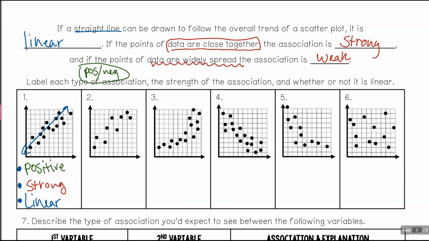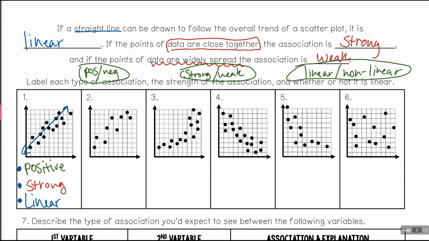Positive because it's increasing for both, right? Strong because they're close together. And then linear, right? So we're going to talk about the strength, either strong or weak, is another way to describe it. So that's our second term we're going to use. And then whether or not it's linear or not. So linear, or we'll say non-linear in these examples. And we'll show a little bit of what that looks like too, okay?